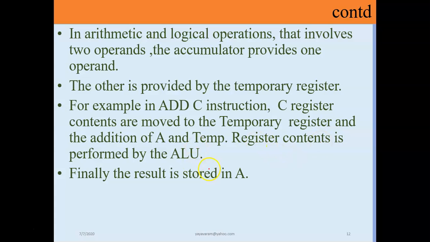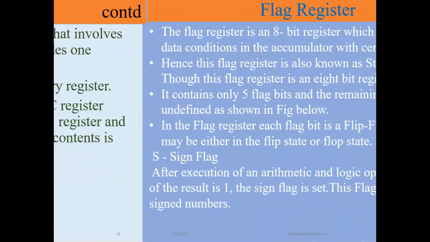Here also I have given one example. So ADD C. When I consider ADD C, what is the default register? A, as I already told you. ADD C actually means add C to A. So the C register contents are moved to the temporary register, and then the addition of A and the temporary register will take place, and finally the result will be stored in A. This is what is called the temporary register.